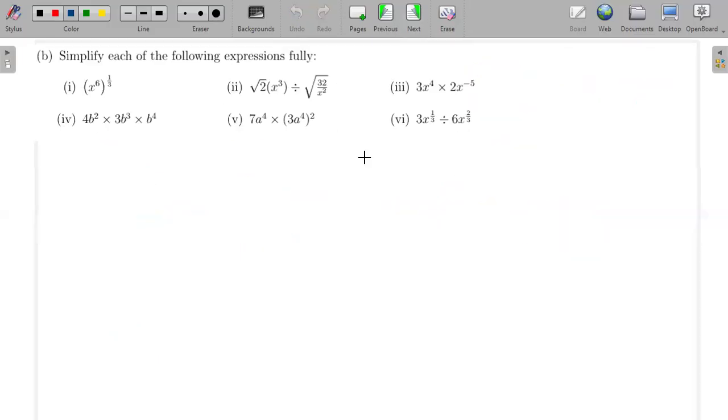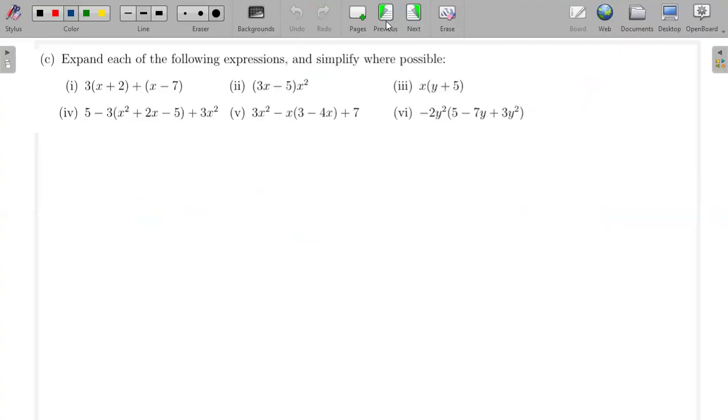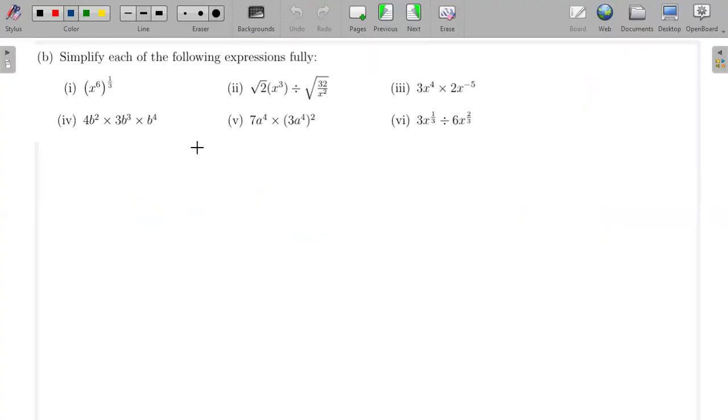Right, so let's look at B now. We are still dealing with exponents. I think I'm going to end on B here for today. We're still dealing with exponents here. Now they're saying simplify each of the following expressions fully.